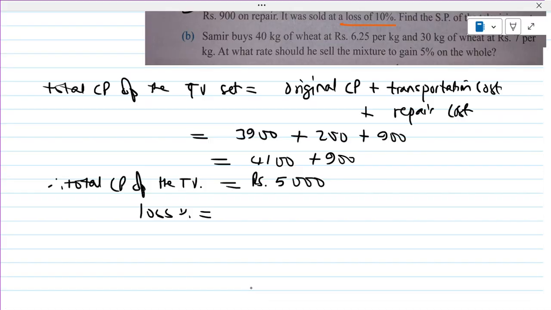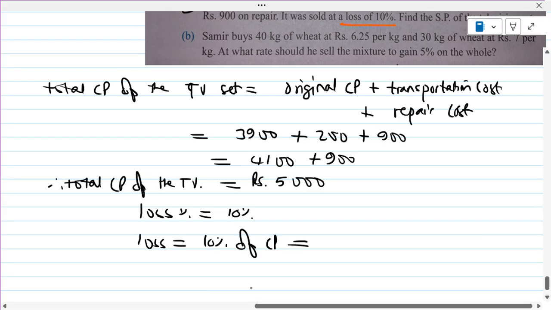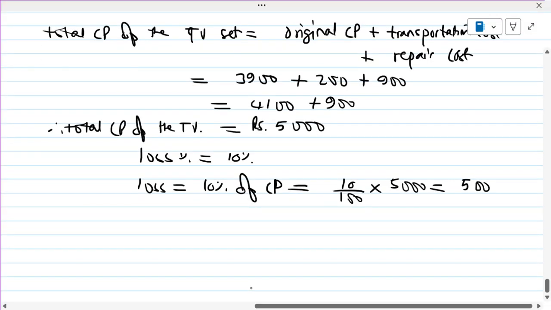Okay, so let's go for finding loss of 10%. So loss equals 10% of the cost price. This will become 10 by 100 into cost price 5000. So you'll get here 500 rupees, is it? So there is a loss of 500. So cost is 5000 and he sold it at a loss of 500.